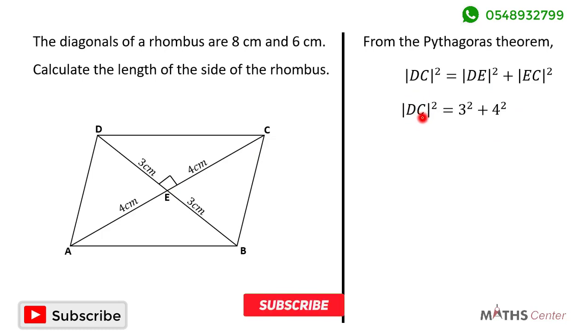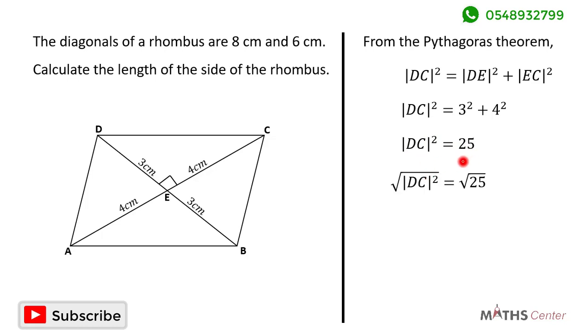The square of DC is equal to 3 squared plus 4 squared. So this will give us DC squared is equal to 25. We take square root of both sides and DC will give us 5 centimeters. But we know that in a rhombus, the length of all the sides are the same. So we can say that the length of the sides of the rhombus is 5 centimeters.